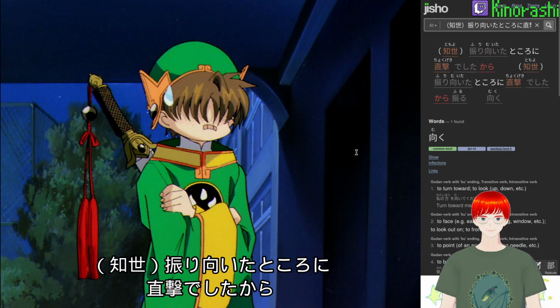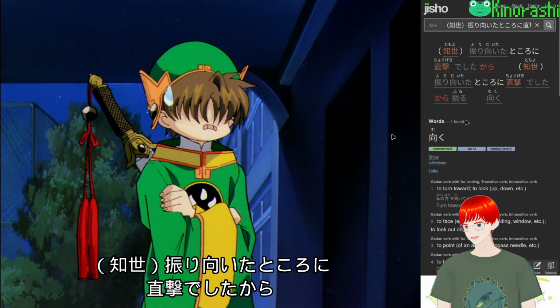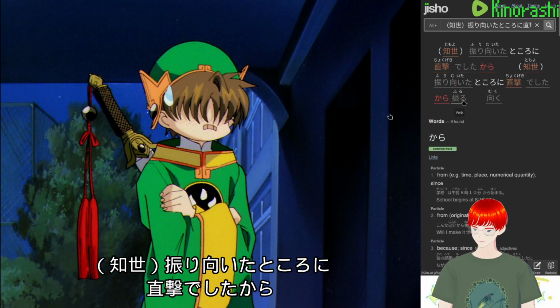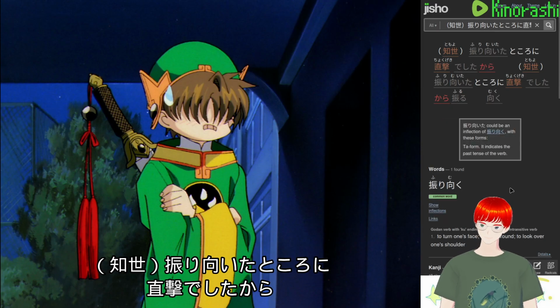Oh yeah, this is the same word used in the opening line. Kochi omuite, to turn towards. That's right. It's a muku, so to turn towards, transitive. So to turn towards and to shake makes, to wave, to shake, to swing, makes to turn one's face, to turn around. Okay, so furimuita tokoro ni.